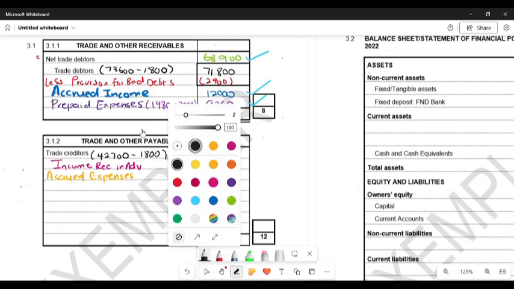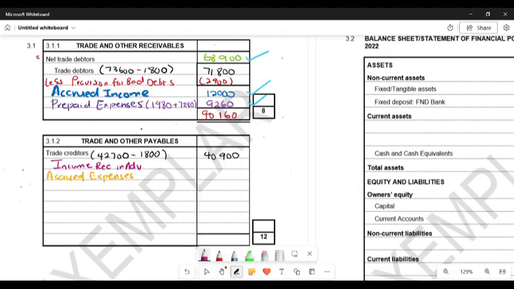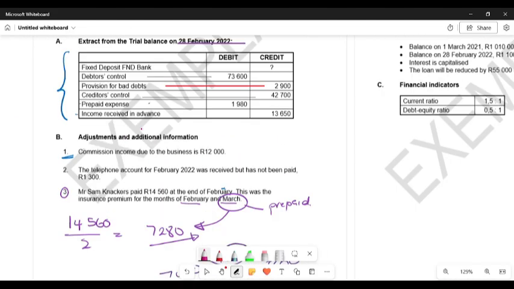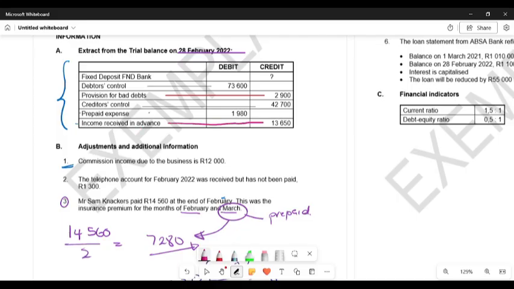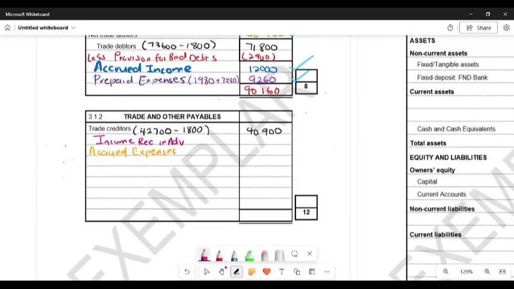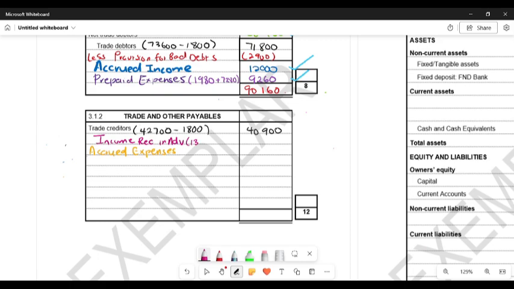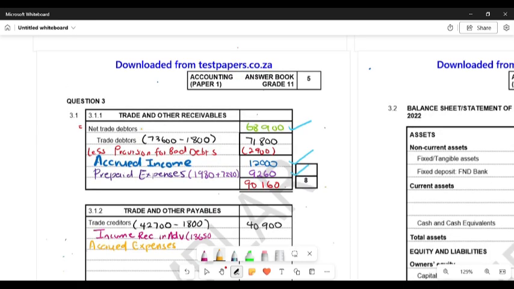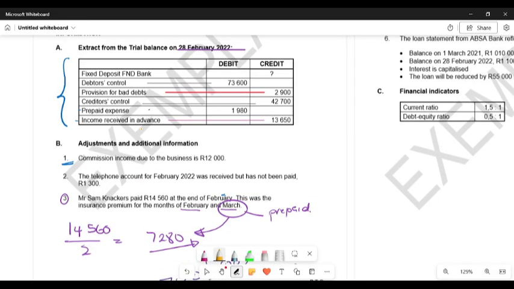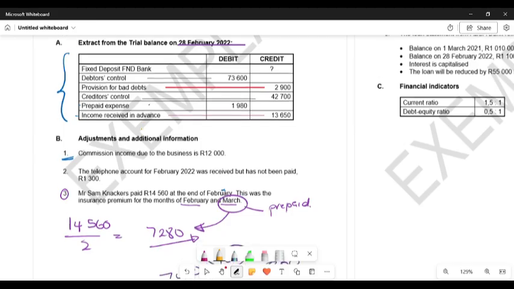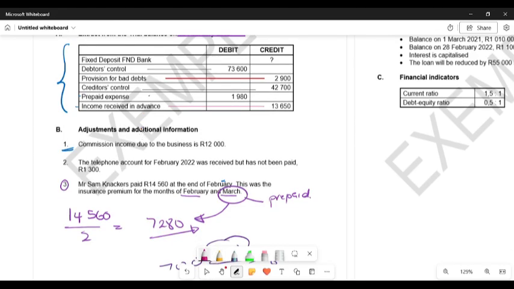Now, with regards to income received in advance, as well as accrued expenses, before I look into the additional information, first let me see if I'm given any balances with regards to these two accounts. Starting off with your income received in advance, I have a balance of 13,650. And for accrued expenses, let me see if I have any balance that I'm given here. I don't have any balance for accrued expenses. Now, let me go to the additional information. I'm going to start off with income received in advance to see if I have any income that I received extra, right?